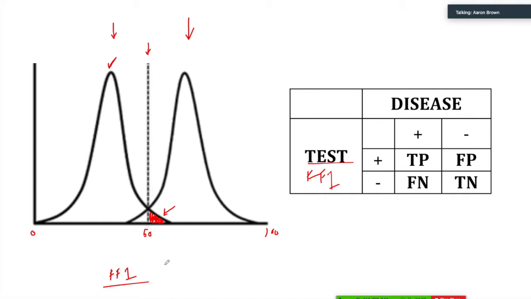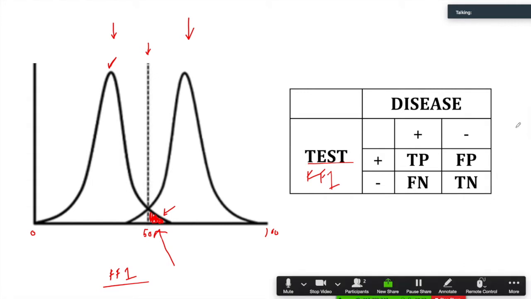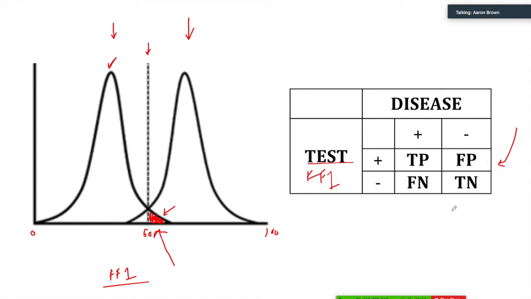So what would we call this group of people? Using the vocabulary from this chart, where would you put them on this chart? False positive. Excellent. Yes. So because we have this cutoff of 50, they're gonna test positive for foot fungus. But they're healthy. They do not have foot fungus. So these are going to be our false positives.